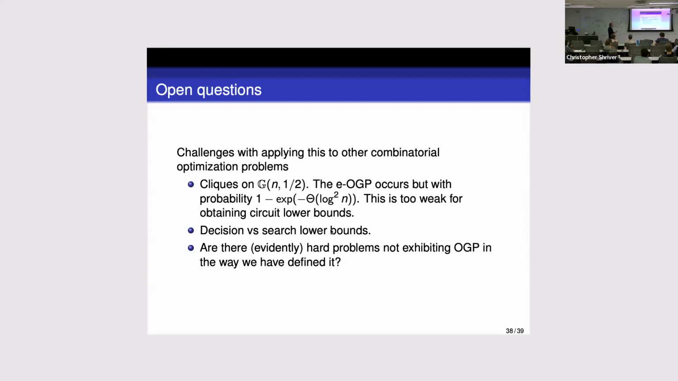Another direction is to connect the decision versus search bounds. To remind you, Rossman and others showed the failure of circuits for the decision problem, not for the search.